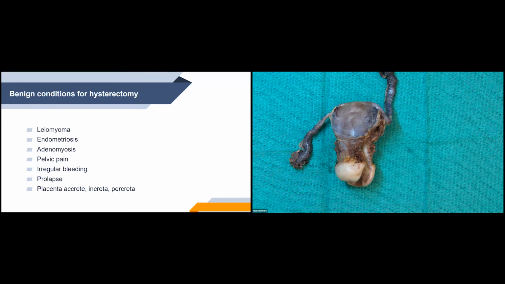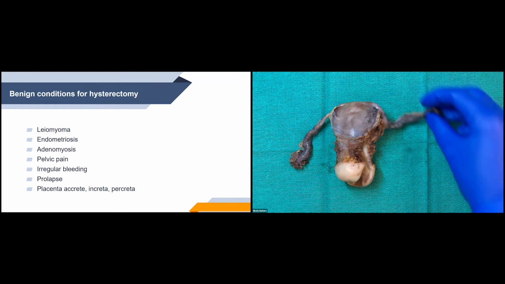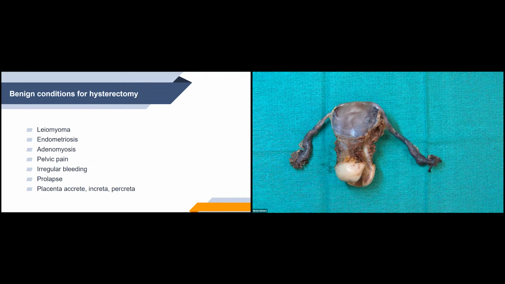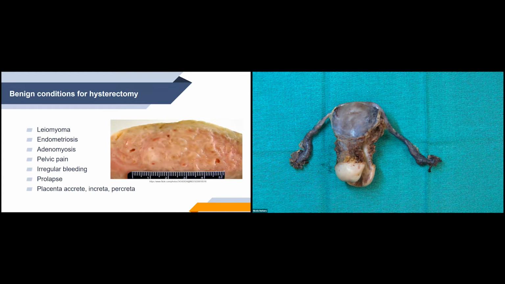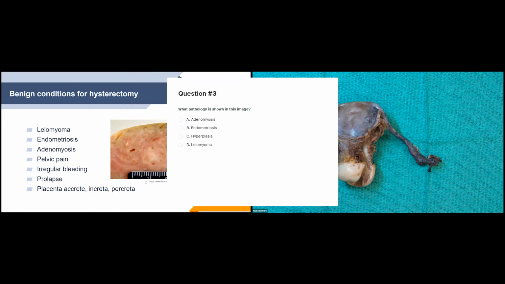So some other benign conditions that we could receive hysterectomy specimens for include leiomyomas, endometriosis, adenomyosis, pelvic pain, irregular bleeding, prolapse, placenta accreta, increta, or percreta. And I'll put up an image here showing one of these, and then put up a polling question in relationship to it. So what pathology is shown in this image?